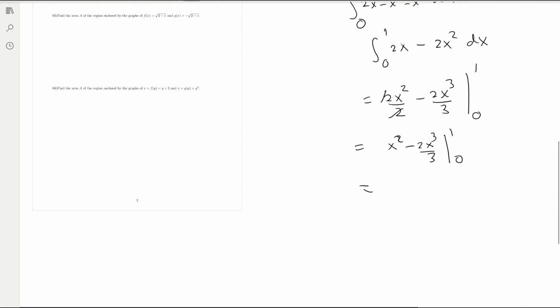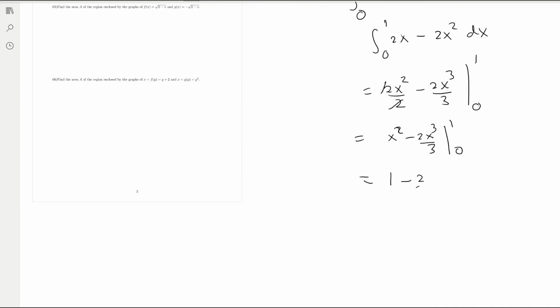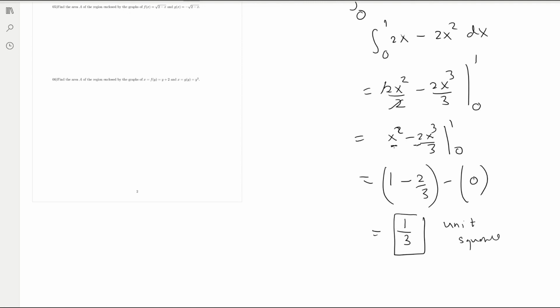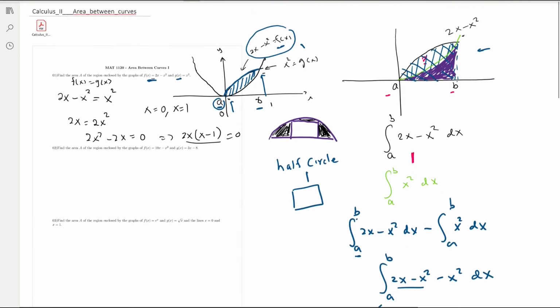So let's substitute 1. 1 square is 1, so 1 minus 2 over 3. If you substitute 0, everything is going to be 0, because when x is equal to 0, x square and x cube are 0. So 1 minus 2 over 3 is 1 over 3. 1 over 3 unit squares. You're finding area, so the unit should be unit squares. If it is centimeters, it's centimeter square. Likewise, in any unit you have, it's squared, because you're finding the area. So that's the area between these two graphs.